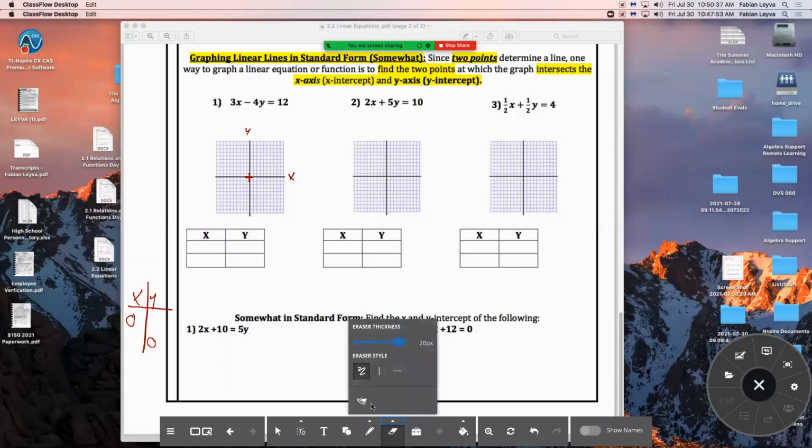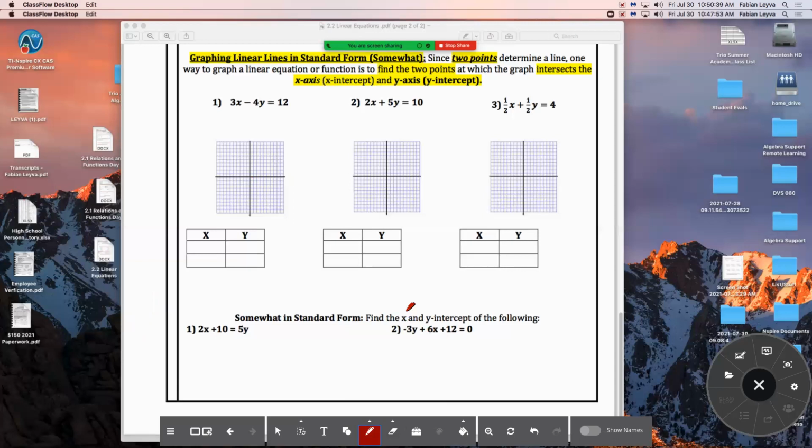So try number 2. Keep in mind it's only telling you to find the x and the y intercept. So think about this in the sense of, okay, all I need to do is find my x and my y intercept. How am I going to do that? Well, 0 in for x, 0 in for y, solve those separately. So I'll give you guys a couple minutes, and then we will go over it, and then we'll get some practice in.